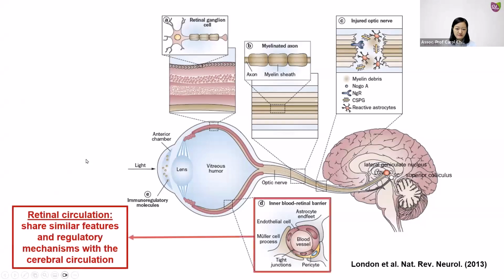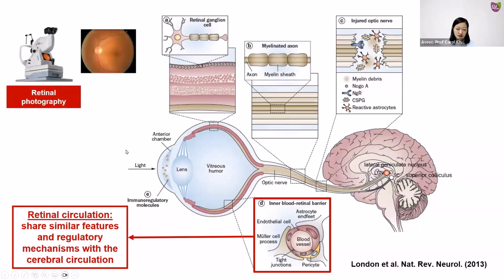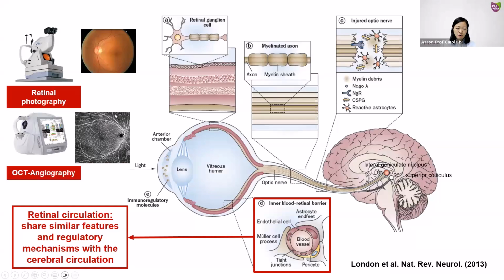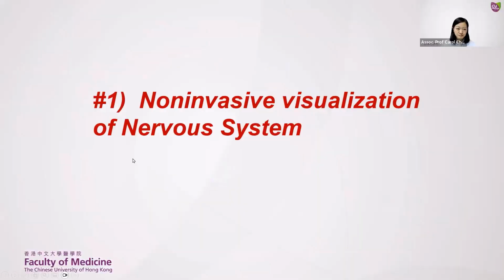Furthermore, the retinal blood vessels share similar embryological origin, anatomical features, physiological properties, and regulatory mechanisms with the small vessels in the brain. Similarly, retinal vasculature can be easily captured by ocular imaging devices, including retinal photography and a more recently developed technique called OCT angiography. Therefore, the retina is a unique and accessible window to study brain neuronal and microvasculature pathology in vivo.